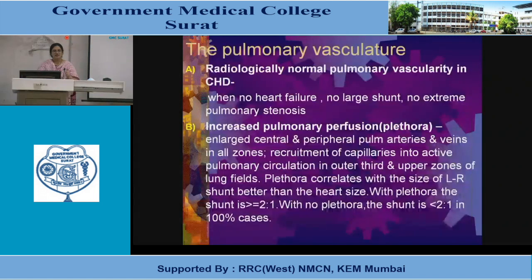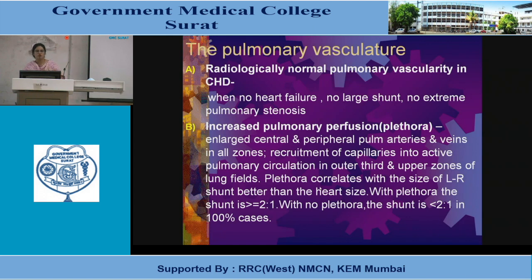Pulmonary vasculature. Radiologically normal pulmonary vascularity in CHD when there is no heart failure, no large shunt, no extreme pulmonary stenosis. Then there may be increased pulmonary perfusion or plethora, enlarged pulmonary arteries and veins in all zones, recruitment of capillaries into active pulmonary circulation in outer thirds and upper zones, which is not normally seen.